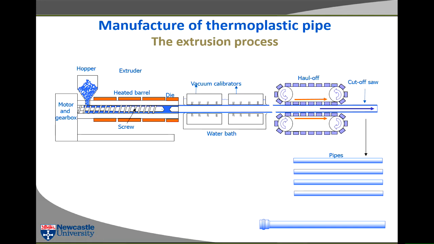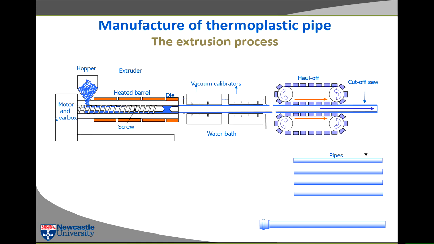Sorry, did you say it to itself? Say it a bit louder. To itself, to the wall of the calibrator. Yes, it sucks it, because you have a vacuum here, so the tube is sucked against the wall of the calibrator, and it's held against the wall as it passes through the process, and it's cooled down at the same time.